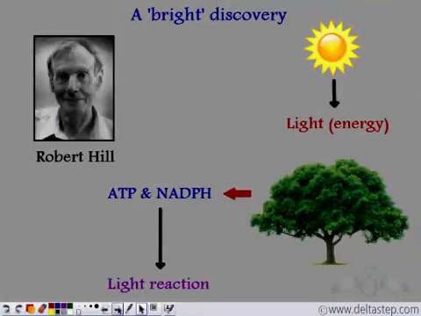This bright discovery, in which light energy is converted to chemical energy in the form of ATP and NADPH, was made by scientist Robert Hill, and so this reaction is known as the Hill reaction or the light reaction.